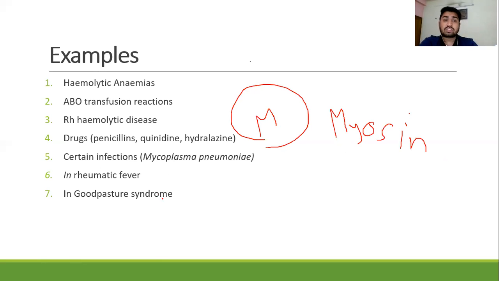And next one is Goodpasture syndrome. In Goodpasture syndrome, we know there are typical features. There are features of alveolar hemorrhage. It attacks the basement membrane of the lung, and it also attacks the basement membrane of the kidney. So there will be hematuria and hemorrhage.